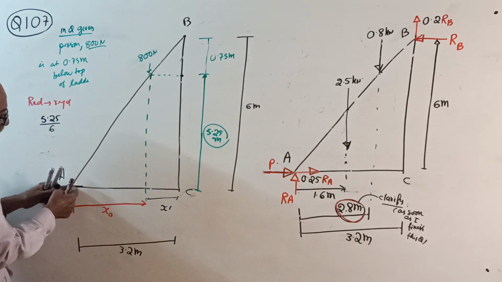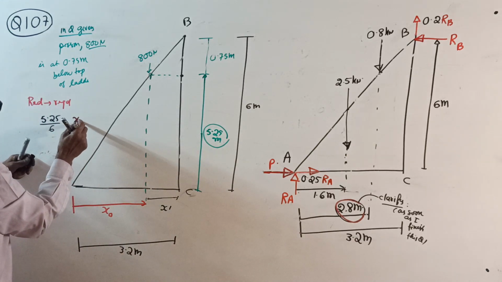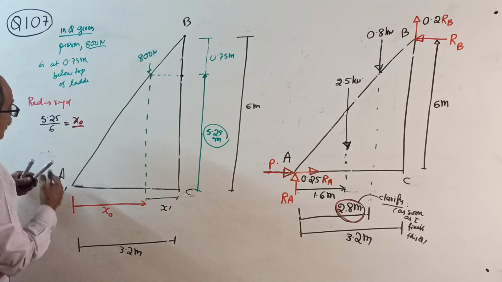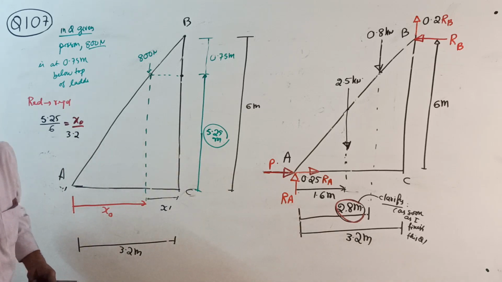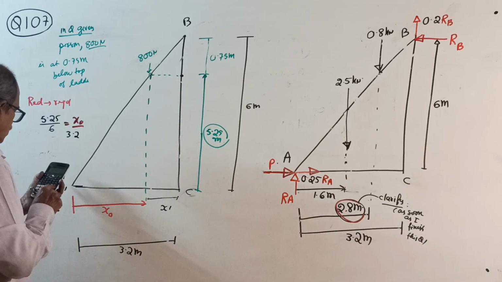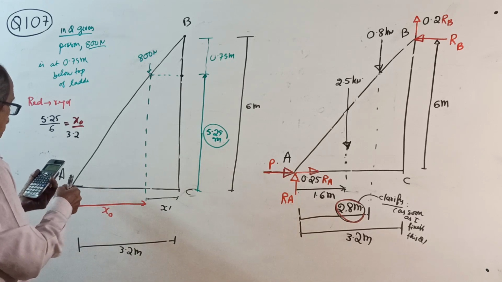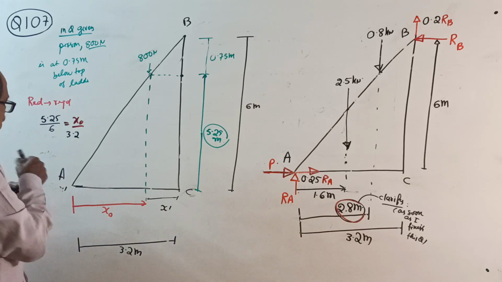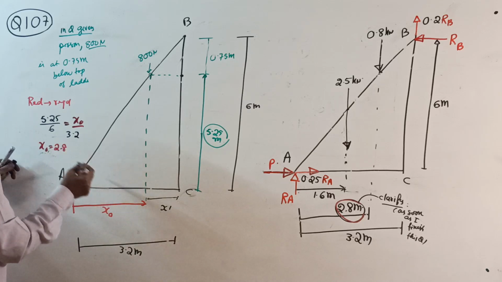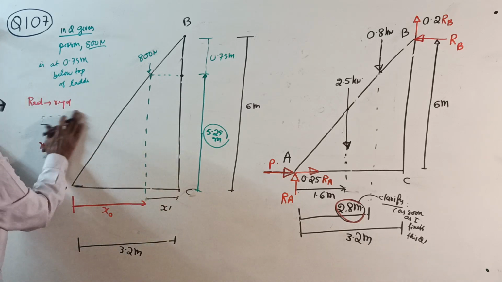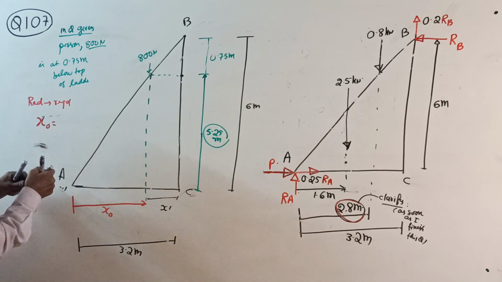That is equally important. See, equal to x naught, your required value, x naught divided by 3.2. That will give x naught equal to, it has to give 2.8 only. Divided by 6 into 3.2. 2.8 meter. It has to give x naught equal to 2.8 meter.